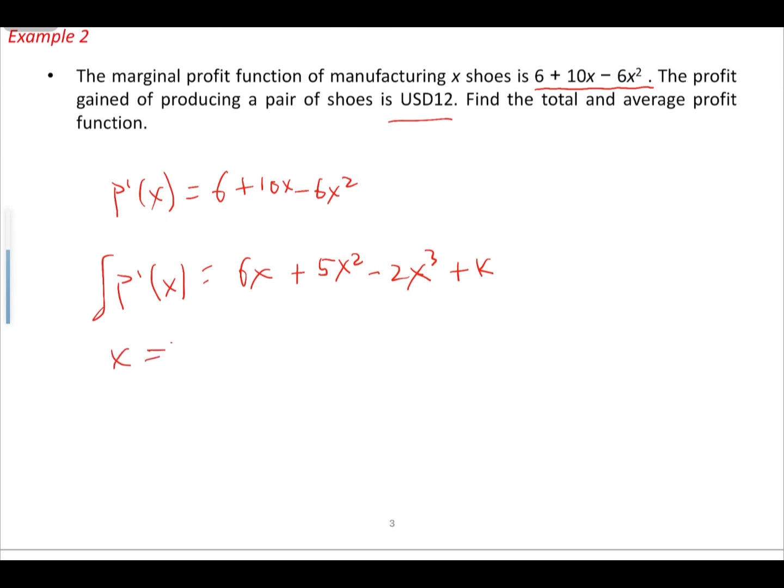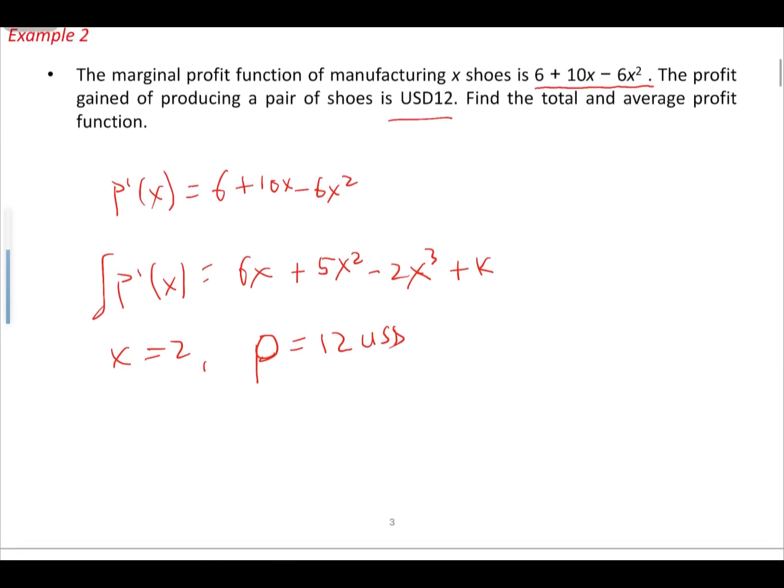So when x is equal to 2, which is the pair of shoes, the profit that we are going to generate is going to be 12 USD. Therefore, this can help us to find the total profit. So P of 2 is equal to 6 of 2 plus 5 of 2 squared minus 2 times 2 power 3 plus K. And remember, P of 2 is equal to 12.